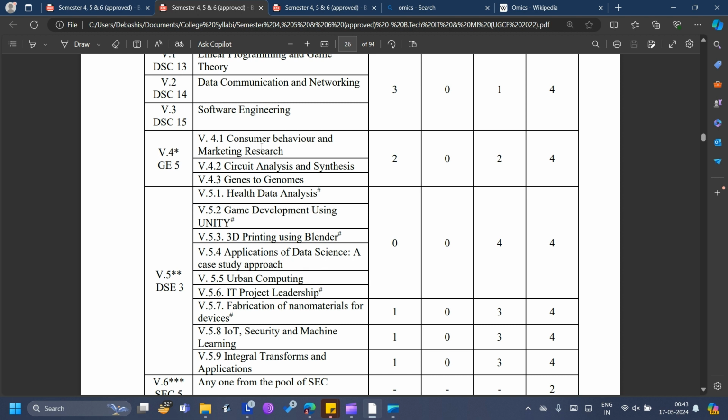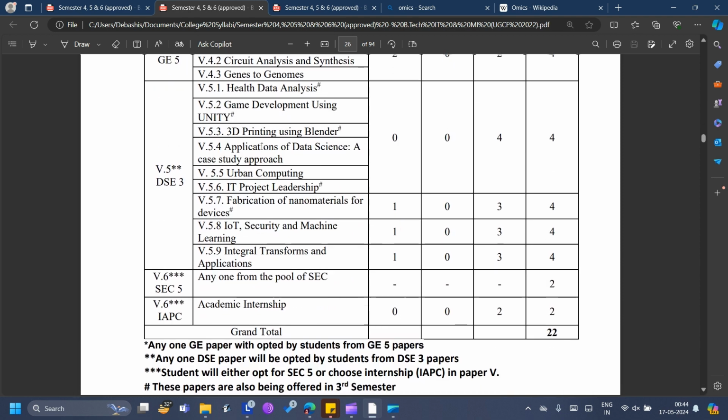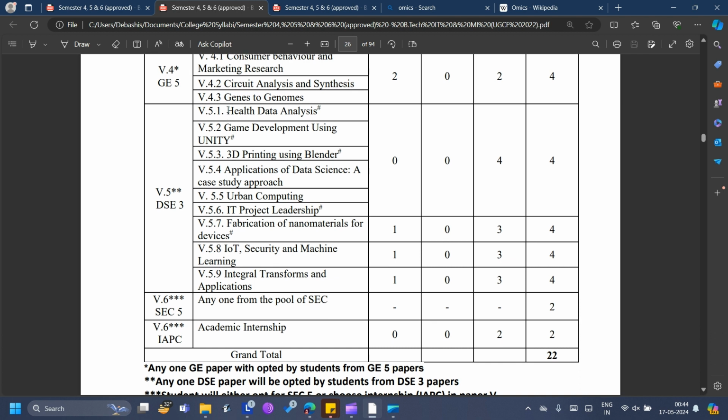So talking about the GEs, all of them have a 2+2 lecture plus practical element. So from management, we have consumer behavior and marketing research. From electronics, we have circuit analysis and synthesis. And in biology, we have genes to genomes. You can choose any one of them.